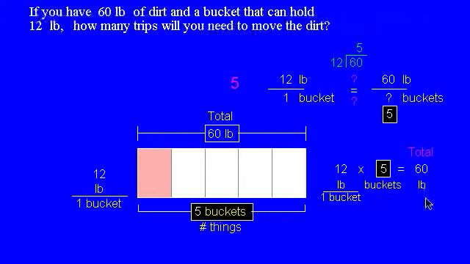So in both types of division problems, you'll be given the total. In multi-step problems, you may have to solve some preliminary steps. For example, here you may have been told that you had 3 piles of 20 pounds each.